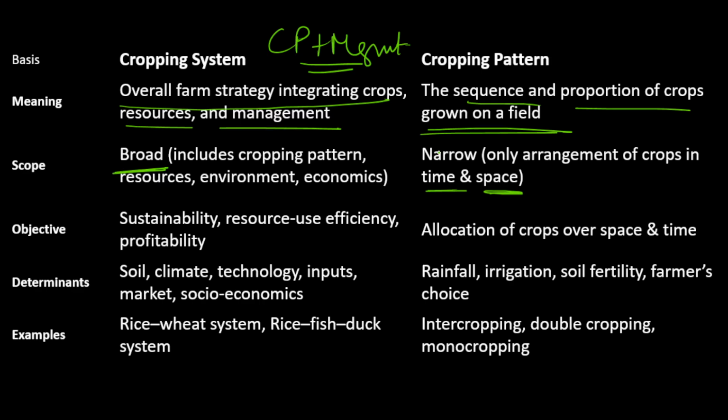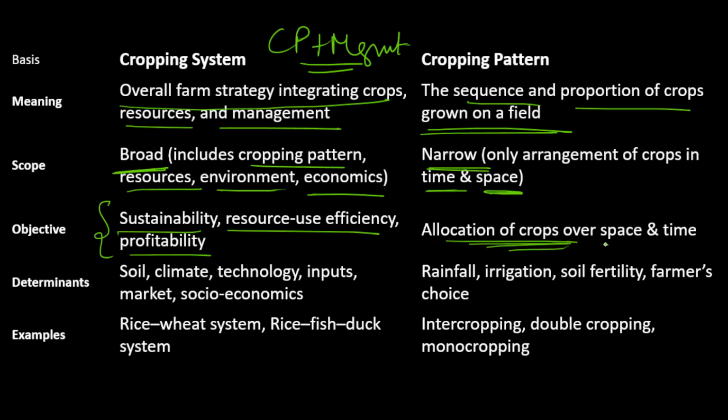It is a narrower term as compared to cropping system, because in cropping system we have to include cropping pattern, resources, environment, economics, that is all management. And the objectives of cropping system are sustainability, resource use efficiency, profitability; everything will come under its objectives. Whereas the objective of cropping pattern is just allocation of crops. How will you allocate the crops over a certain space or in a certain time? This is what cropping pattern is.